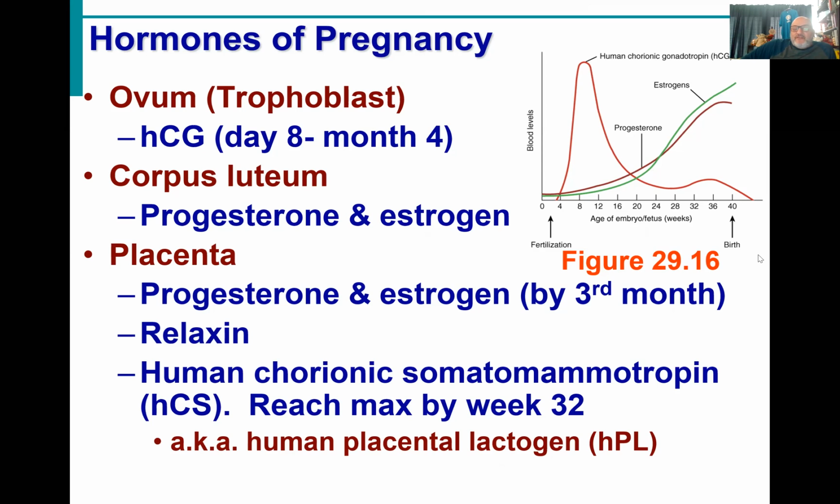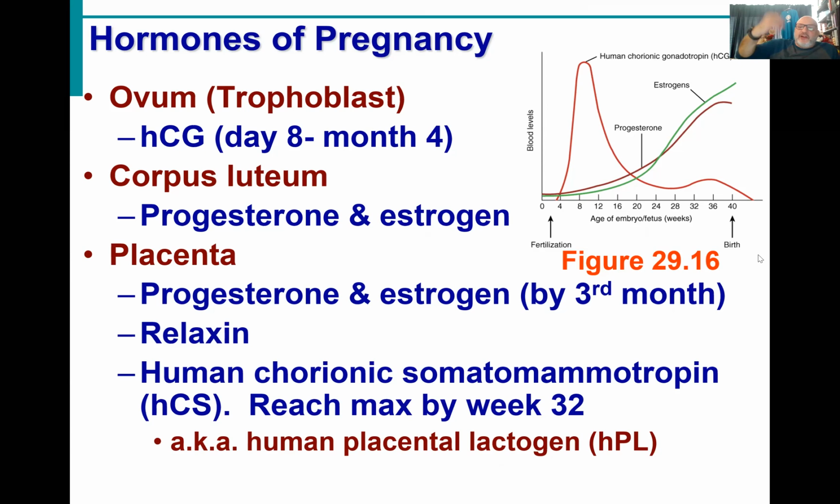Males and females that have never been pregnant both have mammary glands. But in females that have never been pregnant and in males, those mammary glands are immature. They are not capable of producing milk.